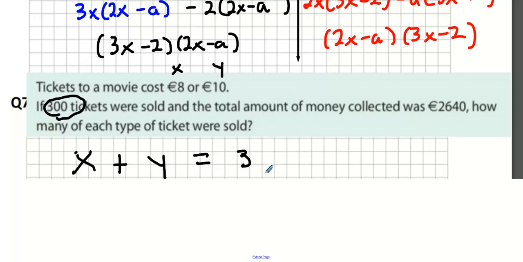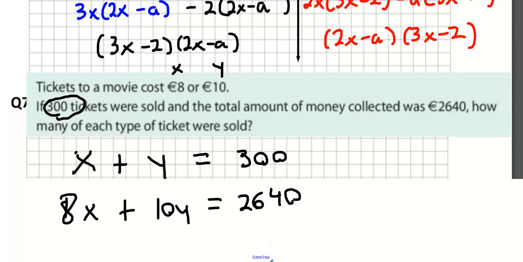300. Now we're talking about the amount of money we make. Everybody listening? Talking about the amount of money we make. So what do we reckon here? 8 multiplied by the number of €8 tickets you sold. How do we know to do that? €8 multiplied by the number of €8 tickets you sold gives you how much money you get. Plus what? Equals.